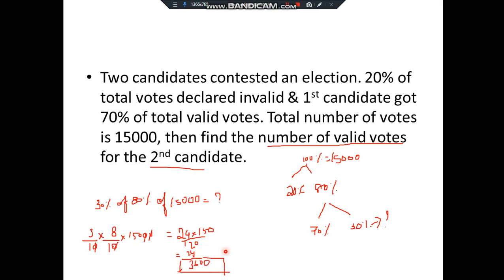So try solving more questions, practice more questions. Definitely you will come up with the shortcut very easily, okay?